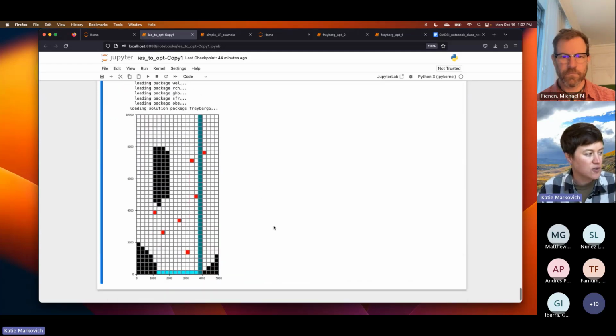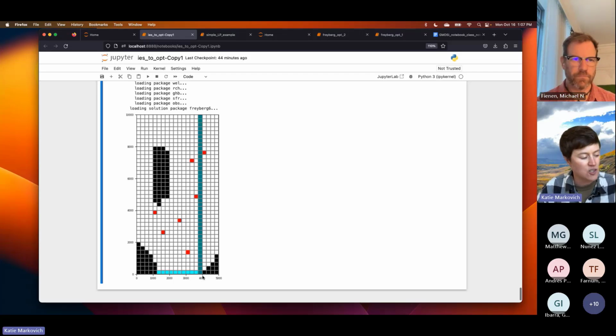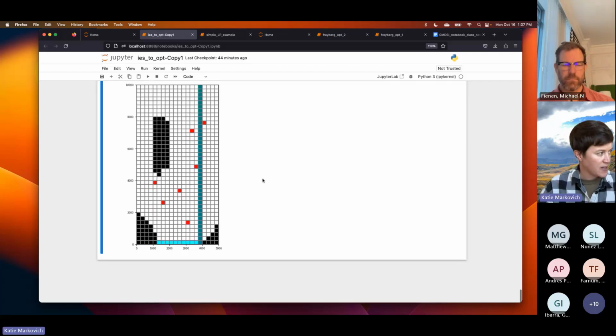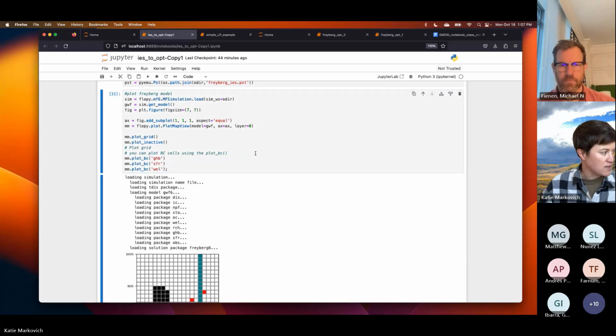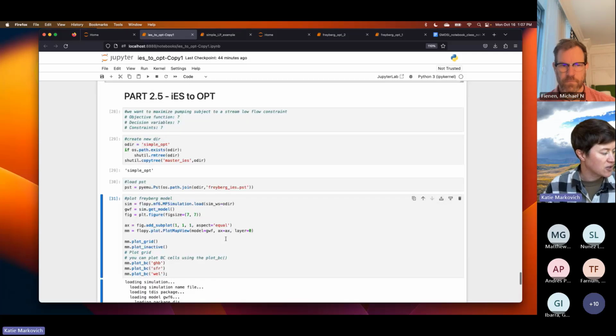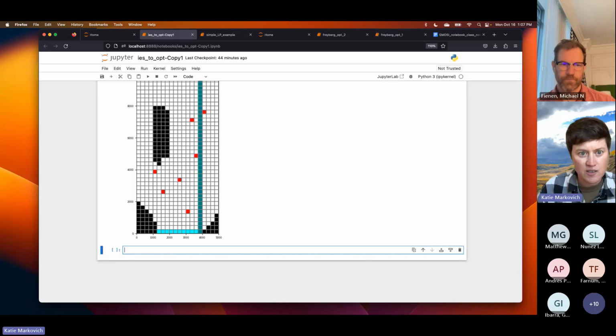And just to remind everybody of this model, I'm going to plot up the Freyberg model here. Remember, we have the SFR boundary condition as the stream here. The thing we want to make sure doesn't fall below its limit is the streamflow gauge result at this outlet point. And each of these red dots are pumping wells. So the first thing we want to do is look at what our observation constraints are.